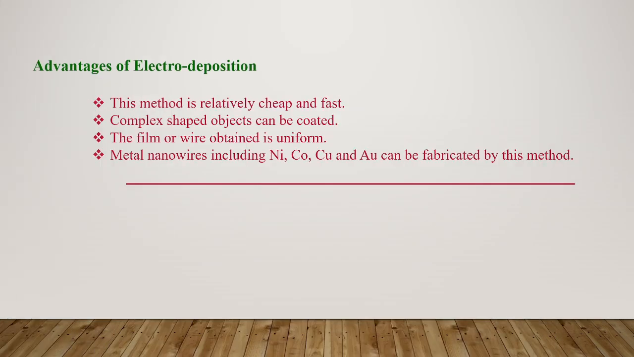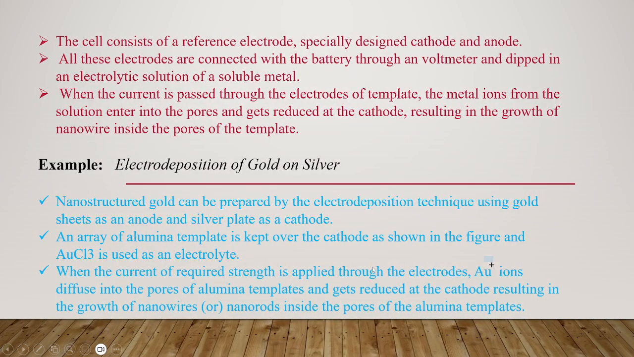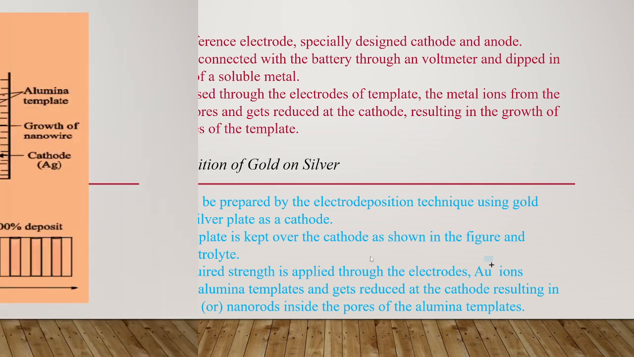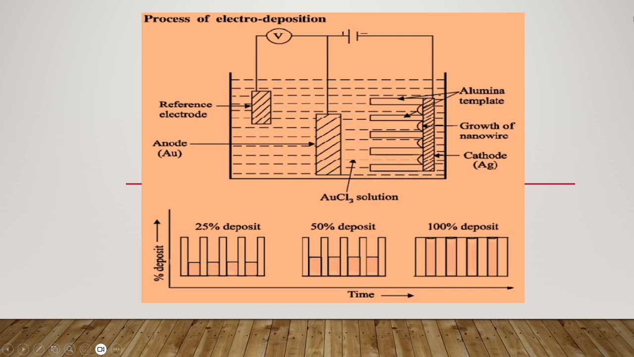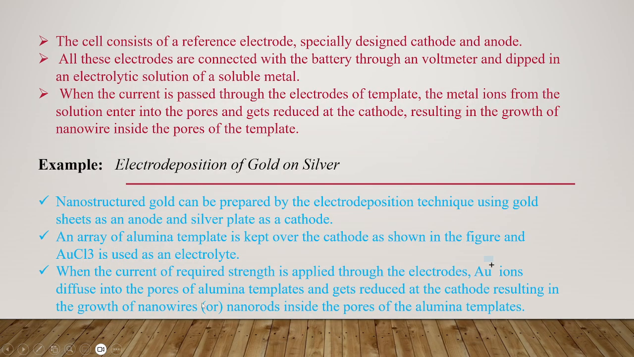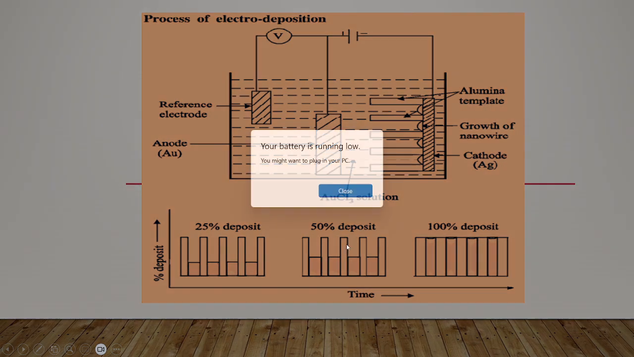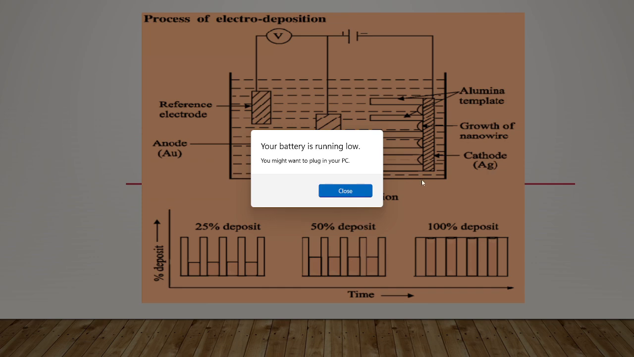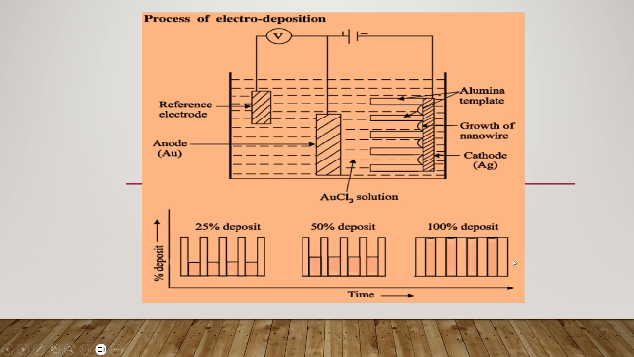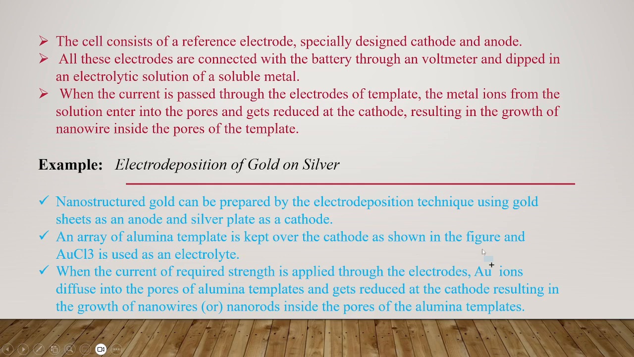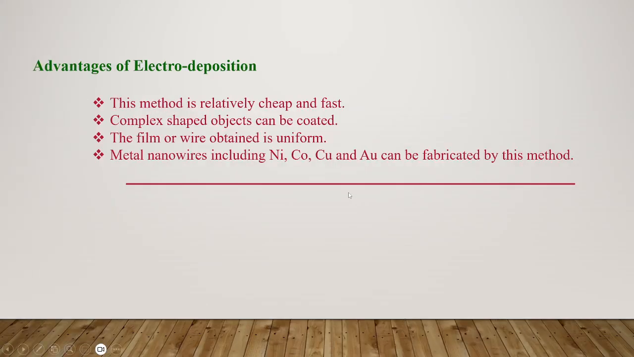What happens is that when a current of required strength is applied through the electrolyte, the Au+ ions diffuse into the pores of the alumina template and get reduced at the cathode as gold particles. If we keep carrying out this experiment, the deposit keeps on increasing and we get gold nanoparticles.